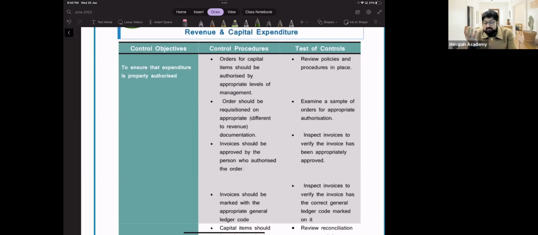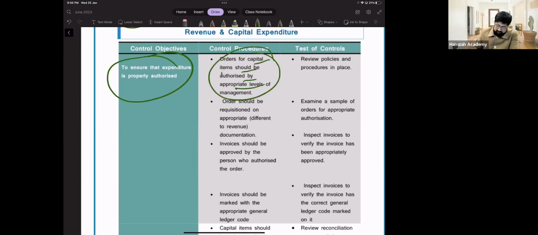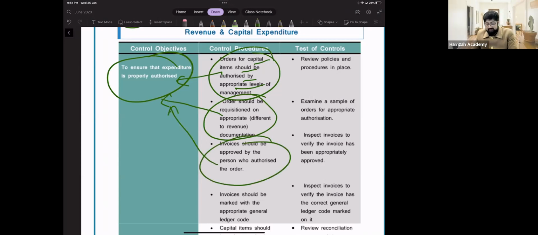First of all, requisition is prepared. And then the requisition form should be different from that of routine requisition of goods. Authorization by the board normally. So properly authorized. Order should be authorized by senior management normally. Requisition different than the revenue transaction. And when invoice comes, the invoice should be approved by the person who authorized, same person, to establish responsibility.